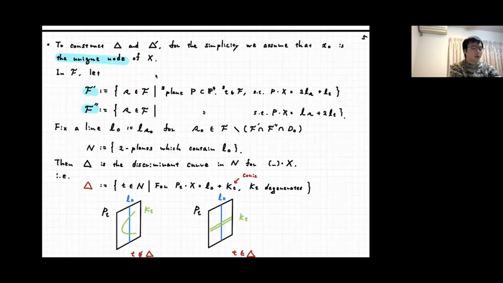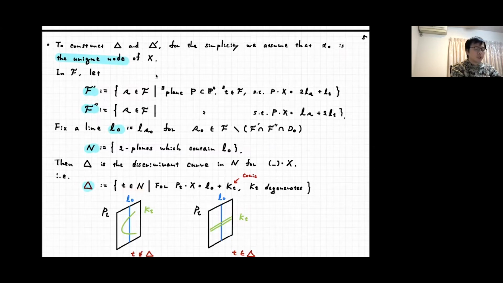Okay. And after avoiding these bad places, starting from the choice of the capital F, we can fix an appropriate line L naught. So for such a fixed line L naught, we can consider the family of planes which contain this line L naught at least. Let's denote it as N. Then this delta is defined as a discriminant curve in N for the process of taking the intersection with the original capital X. I mean, delta is a point T in capital N.